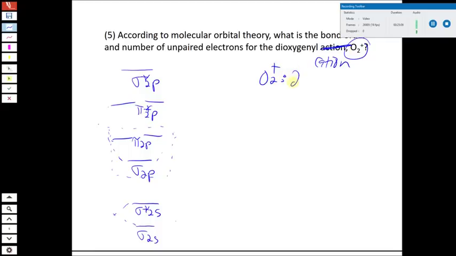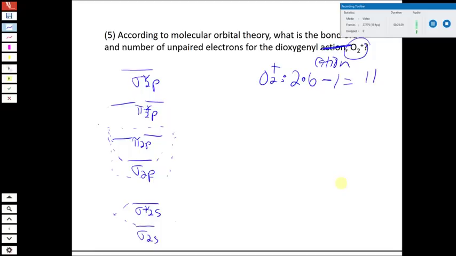We have 2 oxygens. Oxygen is in group 6 of the periodic table, so that's going to be 2 times 6. But then we have a positive charge, so we subtract 1. So we have 11 total valence electrons. Counting valence electrons for MO theory is the same as we've always done it. You just look at the periodic table, add them up, and account for any positive or negative charges. So we have 11 valence electrons.